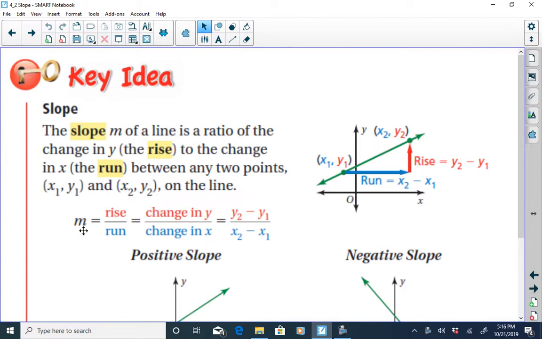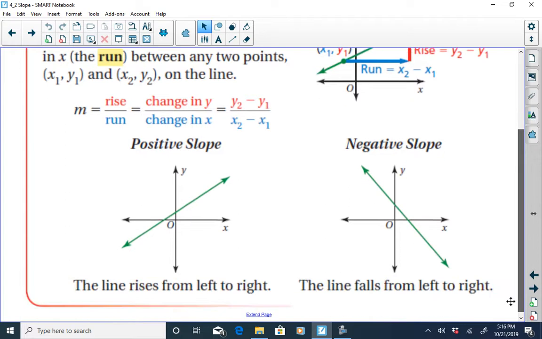We can find slope by using the ratio of the rise to run. The rise is your vertical change, your run is your horizontal change. We can call that the change in y over the change in x. Or I can use what's called the slope formula, where I'm given two ordered pairs and I use the slope formula to find the slope. Positive slopes rise from left to right. Negative slopes fall from left to right.